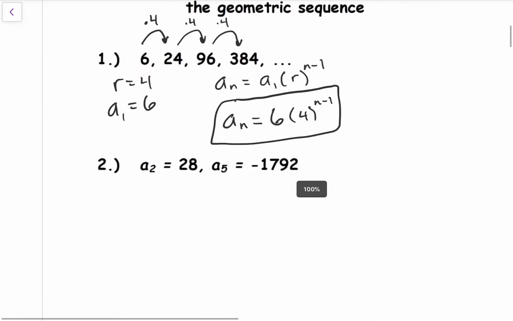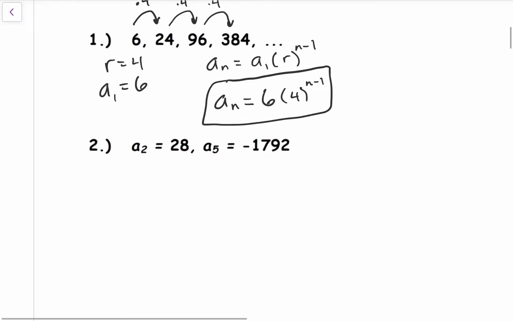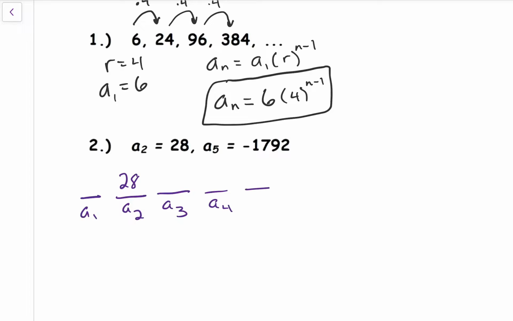All right, given two terms of a sequence, just kind of giving ourselves a visual. A1, A2, we know that that term is 28. And we know A5 is negative 1,792. Since we know it's geometric, that means we need to multiply by r, multiply by r, multiply by r to get to those next terms.